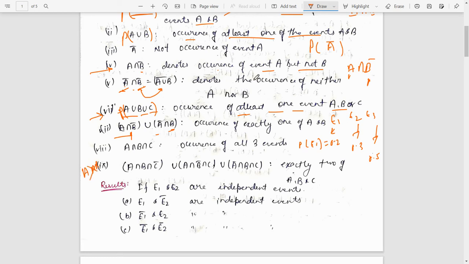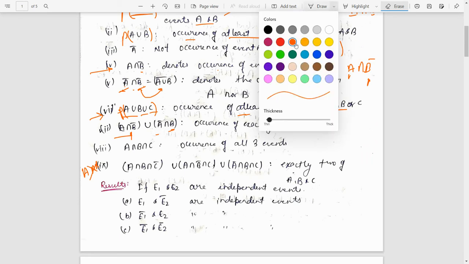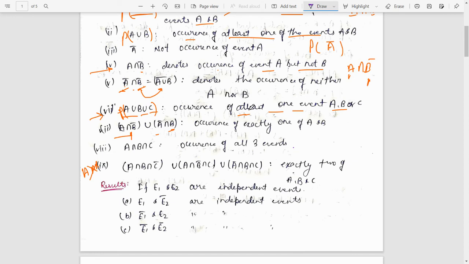So if we find some questions related to occurrence of exactly one of A or B, then in that case you can use exactly this formula. I'm not talking about the proof, because at this point of time the proof can be time consuming. But if it's talking about how to find the probability of exactly one of A and B, then you need to find the probability of A intersection B complement union A complement intersection B.